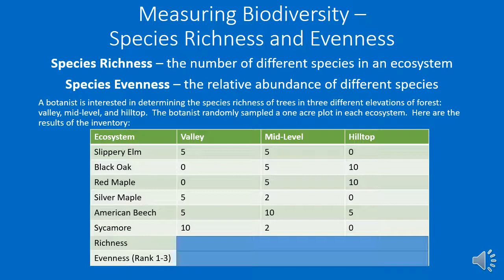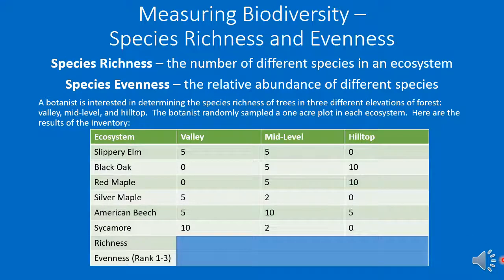So here are our trees. We've got slippery elm, black oak, red maple, silver maple, American beech, and sycamore. Okay, and so we're looking at where they're at and how many individuals we find in these different places, right? So in the valley, we get 5 slippery elms, 5 silver maples, 5 beech, and 10 sycamore. And then over here on the hilltop, we get 10 black oaks, 10 red maples, and 5 beech.